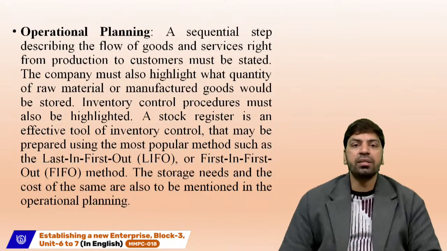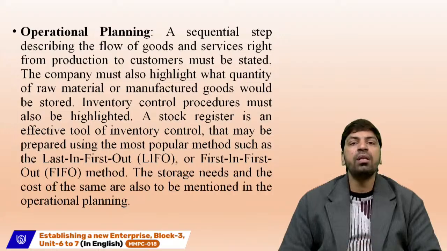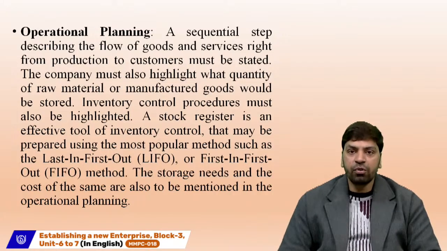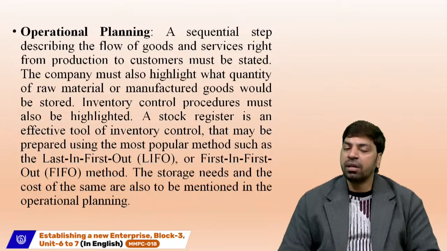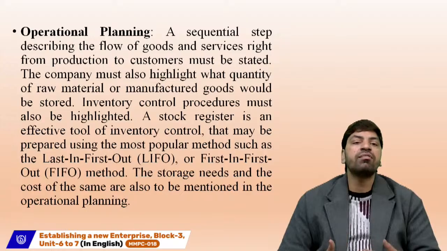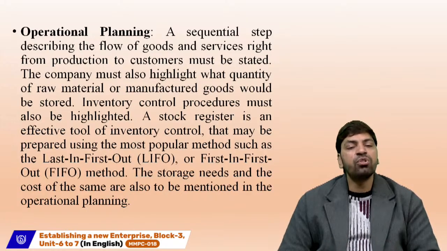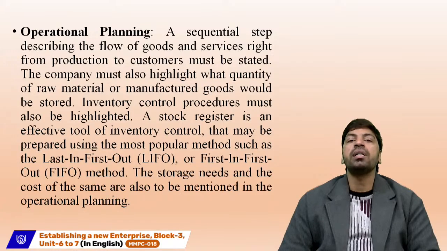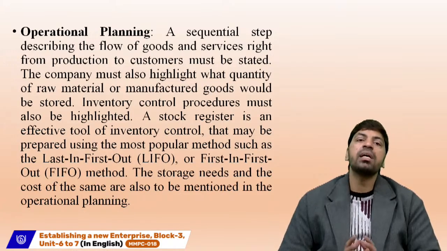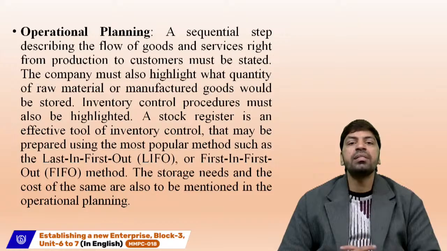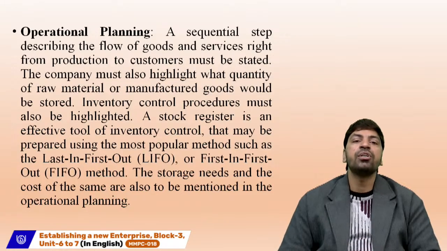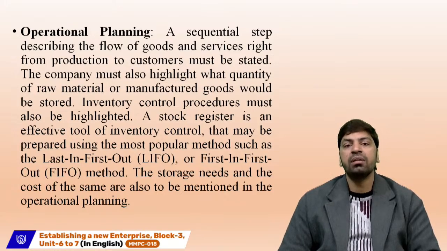And the next one is operational planning. It is a sequel step that describes the flow of goods and services right from production to customer, that is, how the product would reach the customer. To identify that route, the most popular methods used are LIFO or FIFO, that means last in first out, or first in first out. These strategies need to find out the cost of the same and then mention it in the operational planning.